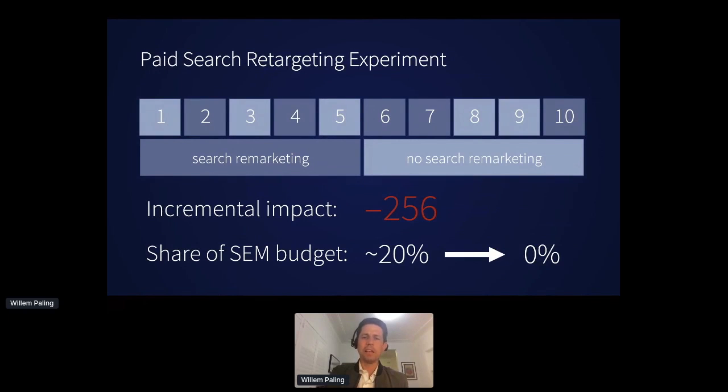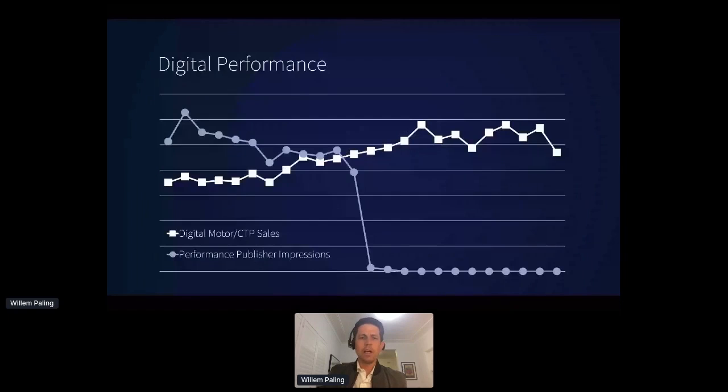We're able to take a similar approach with paid search. In this category, Google and the other search engines will tell you that if someone's already been to your site and then they're searching for car insurance, you should spend more money to pay to put an ad in front of that person. But what we found was, again, no impact, and we actually observed a slight negative impact. This was about 20% of the paid search budget, which was multiple millions of dollars.